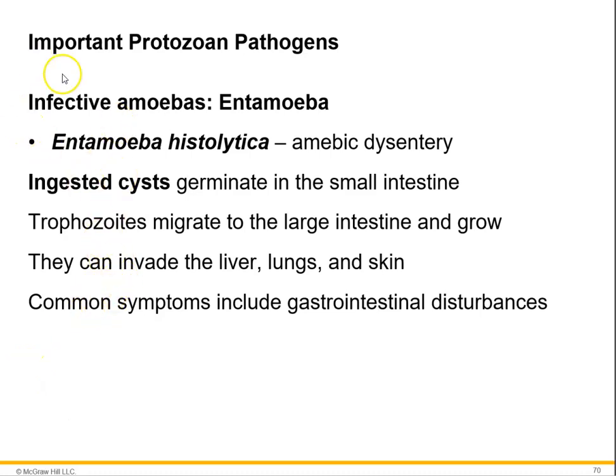Amoebas are also protozoa. Entamoeba histolytica is the causative agent of amoebic dysentery. What happens in amoebic dysentery is the patient ingests cysts. Those cysts are going to get into the small intestine, and they're going to find a more favorable environment. So they're going to germinate, release that trophozoite, and that trophozoite is reactivated. The trophozoites are then going to migrate to the large intestine and grow, and from there they can invade several different organs, the liver, the lungs, and even the skin.